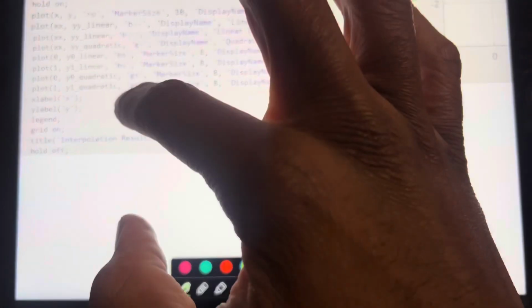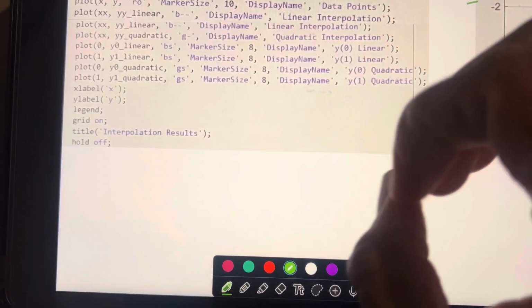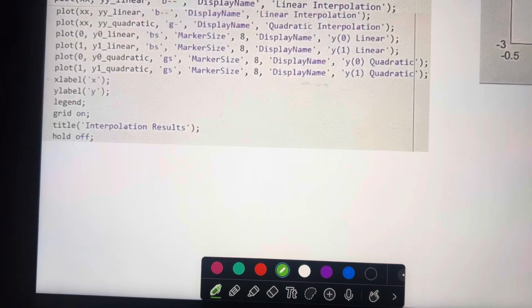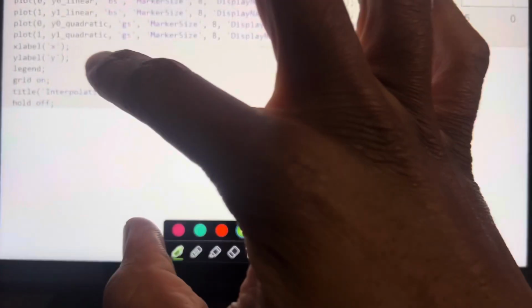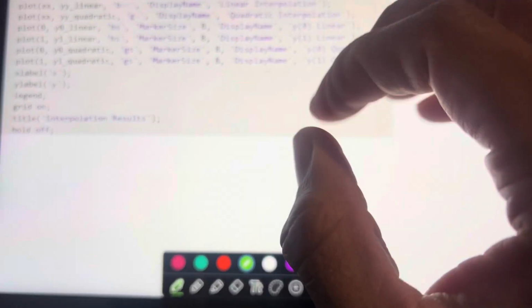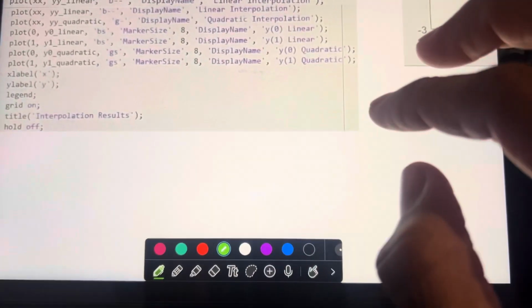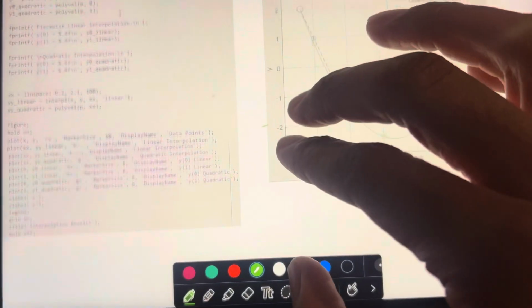So that's that segment. And then finally, this segment here, you have the xlabel and ylabel, which label the x-axis and y-axis. Legend displays a legend, obviously. The grid creates a grid for the plot. This is our title for the graph. And then hold off stops plotting the figure. And that is the long and short of all of our code.